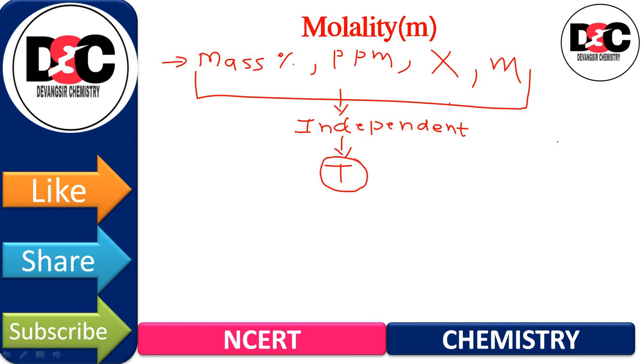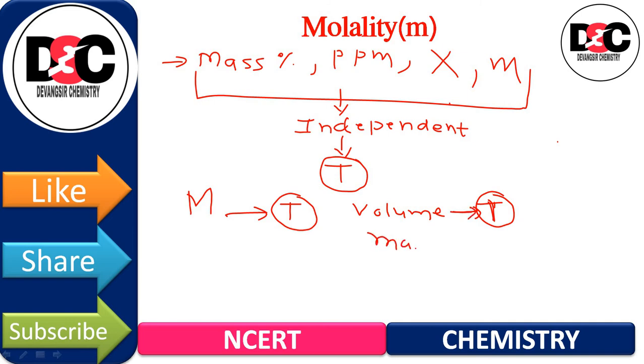whereas molarity, that is capital M, is a function of temperature. Okay, this is because the volume depends on temperature and the mass does not, whereas volume is dependent on temperature, mass does not depend on temperature.